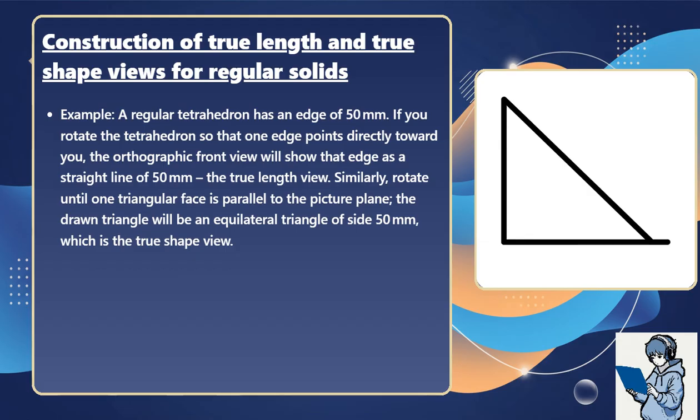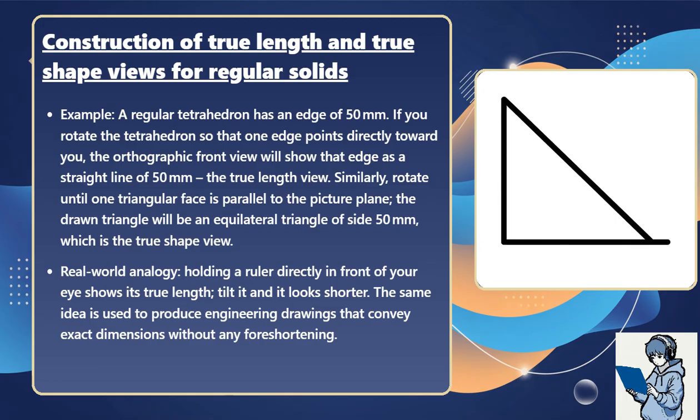Similarly, rotate until one triangular face is parallel to the picture plane. The drawn triangle will be an equilateral triangle of side 50 millimeters, which is the true shape view. Real-world analogy: holding a ruler directly in front of your eye shows its true length. Tilt it and it looks shorter. The same idea is used to produce engineering drawings that convey exact dimensions without any foreshortening.